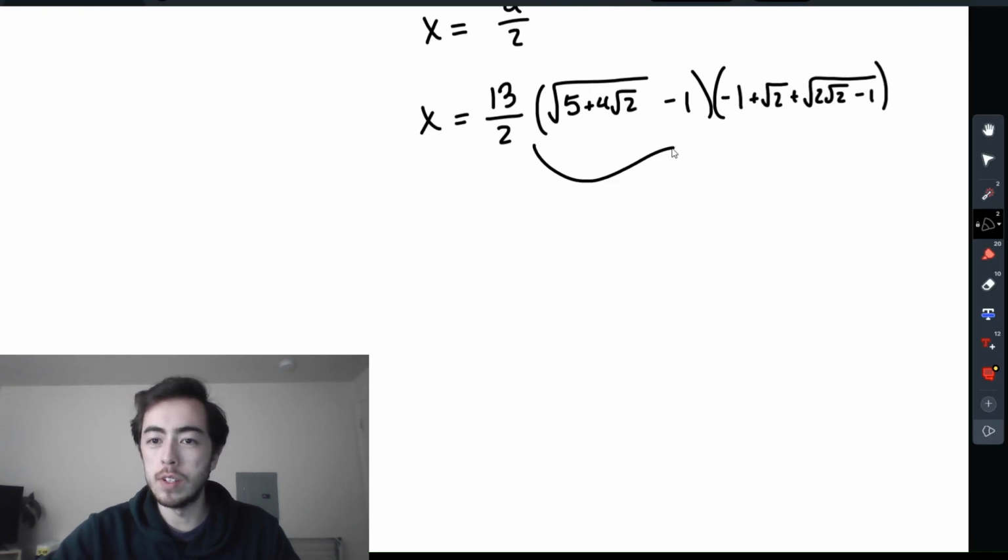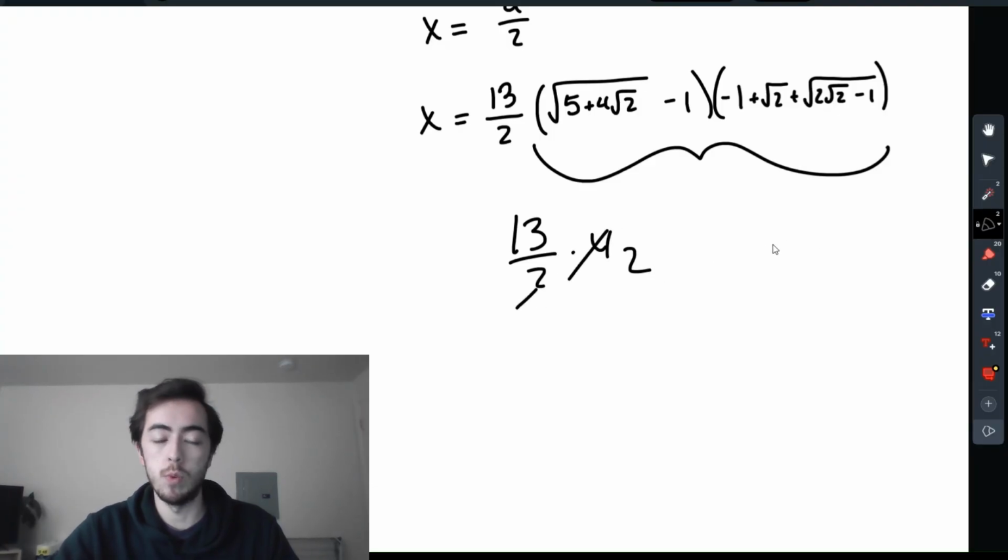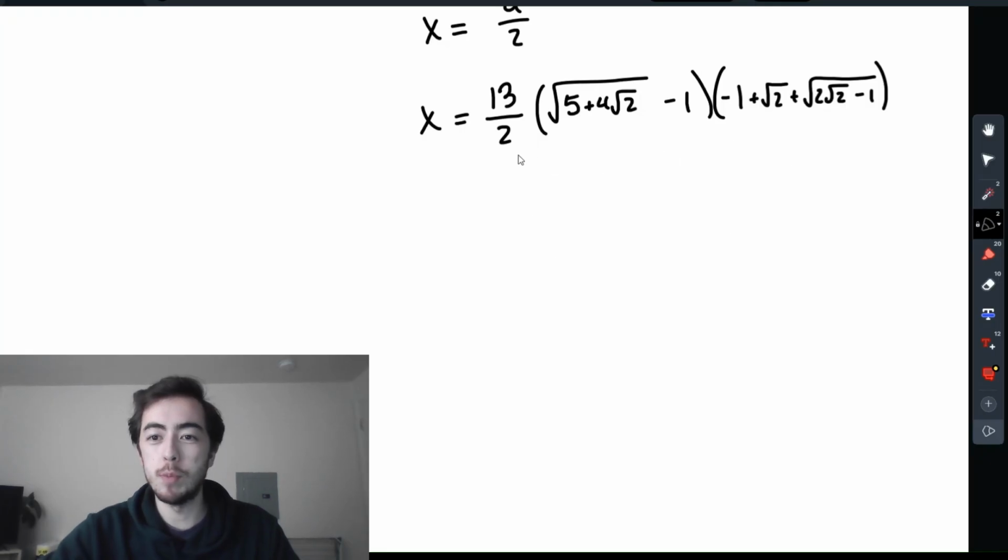Hopefully out of all of this, we get the number 4, because 13 halves times 4 does give us 26 for today. So maybe that's what I'll do. I'll just try to expand all of this, and let's see if we get the number 4. I am going to treat it as a binomial times another binomial. I'll just shove these two together as one thing.